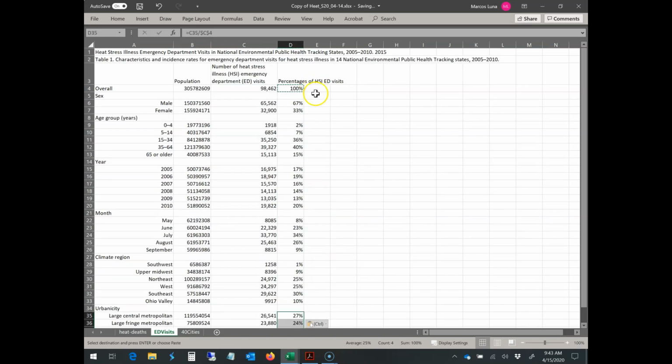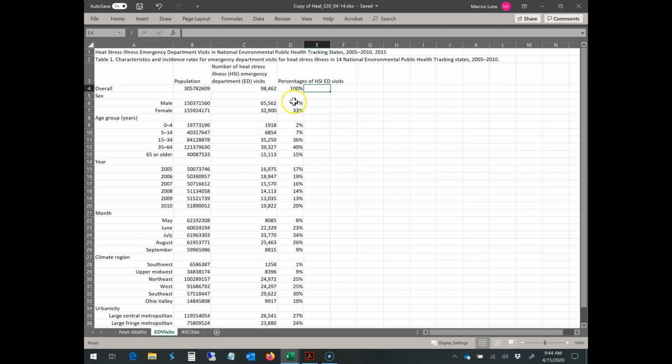Now the thing about the percentages that we have to keep in mind or be careful about is that they do represent the relative proportions of people from the different groups who ended up in the emergency department. But they don't necessarily tell us whether one group is more at risk than another. For that, we really want to turn to crude incidence rates, because that one will adjust for population sizes.